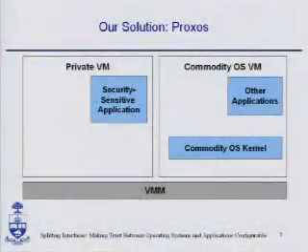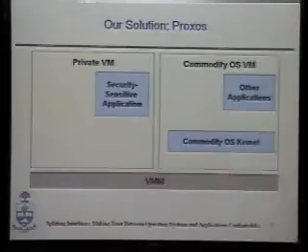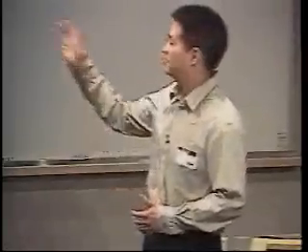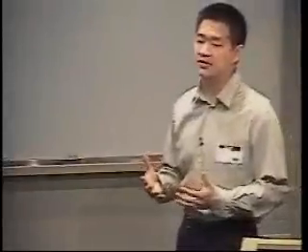Now, one thing that you might want to do is move the security-sensitive application into another virtual machine and implement the various virtual machines with a virtual machine monitor. So now the security-sensitive application is isolated from the commodity OS kernel because it's in a separate virtual machine, and the virtual machine monitor enforces a very strong isolation between the two. So now we've protected the security-sensitive application from the commodity OS, but how are we going to let the security-sensitive application talk to the commodity OS?